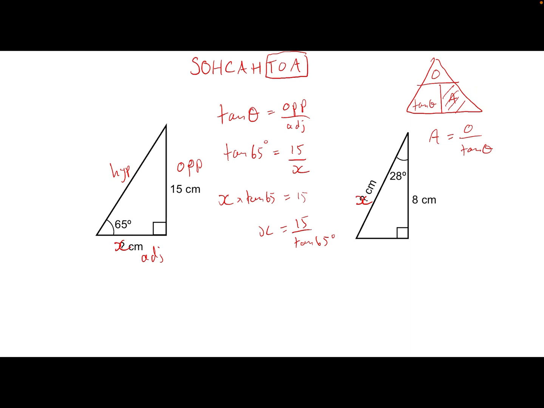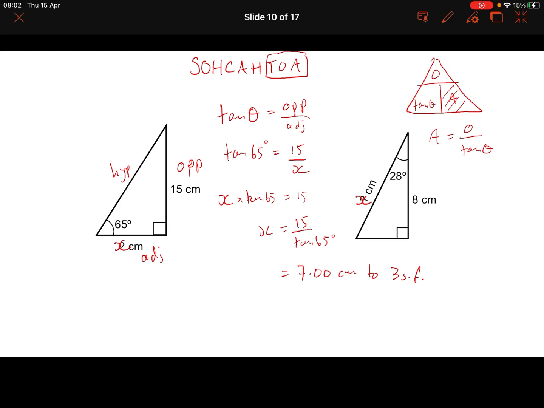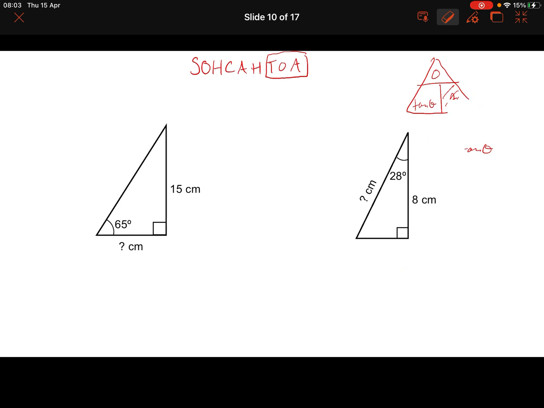Okay, the actual answer, I'm going to use my calculator. 15 divided by tan 65. And according to my calculator, that is 7.00 centimetres to 3 significant figures. Okay, let's get rid of this.